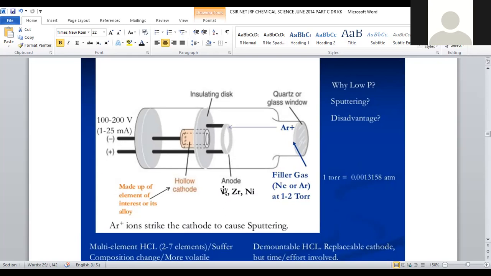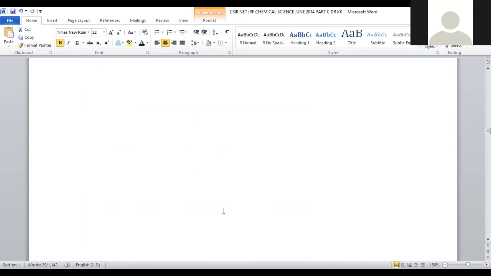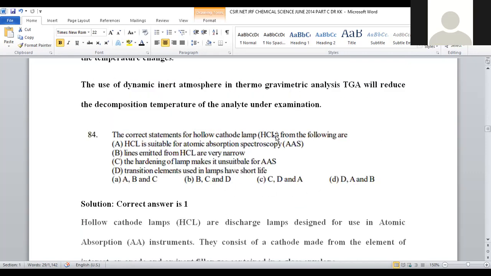And the anode is made specifically of either tungsten, zirconium, or nickel. And here, this entire system is kept in a quartz bulb. A quartz window will be there, and this cylindrical tube is filled with an inert gas, either neon or argon, at 1 to 2 torr pressure. This is the entire setup of atomic absorption spectroscopy, where the hollow cathode lamp can be employed. That is given in option number 1.